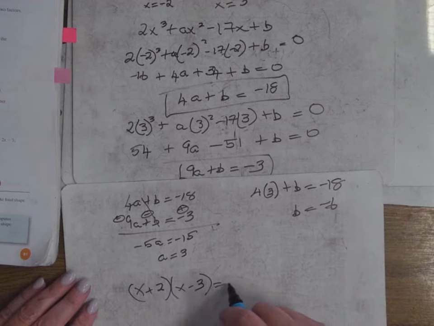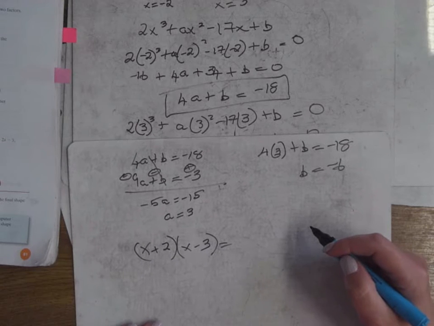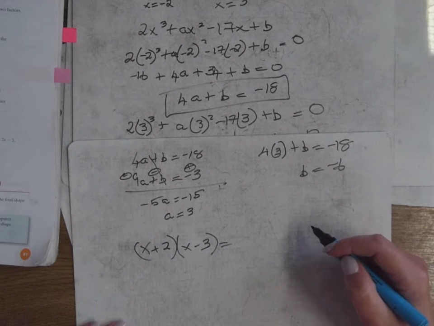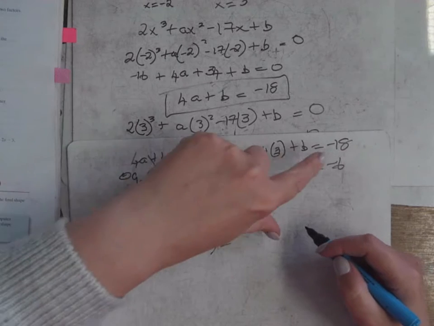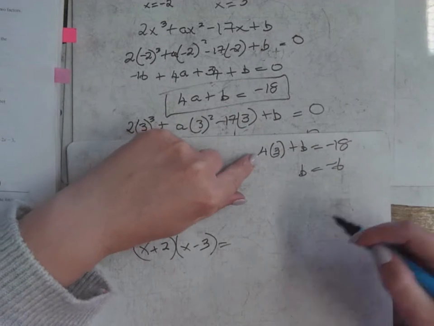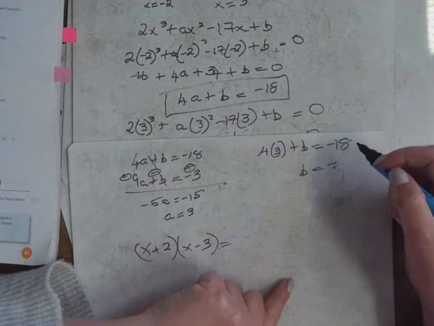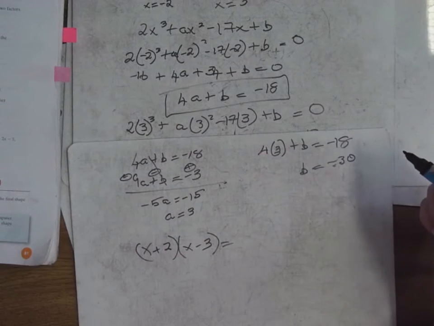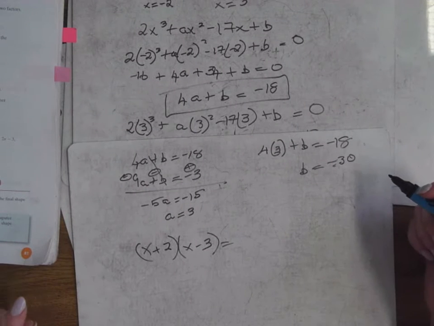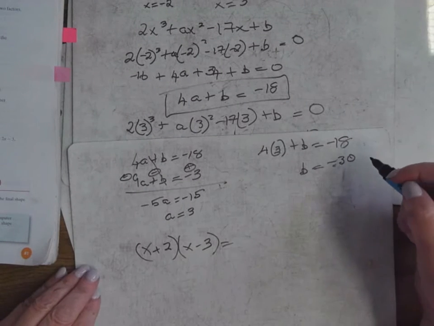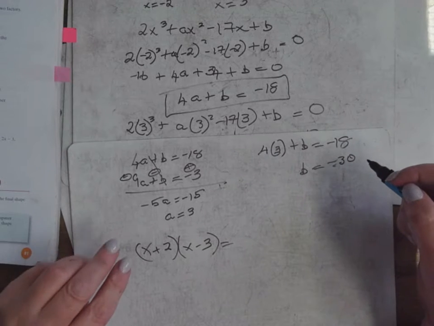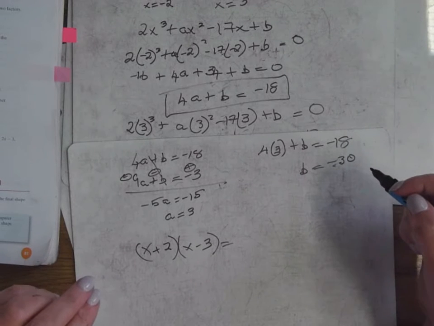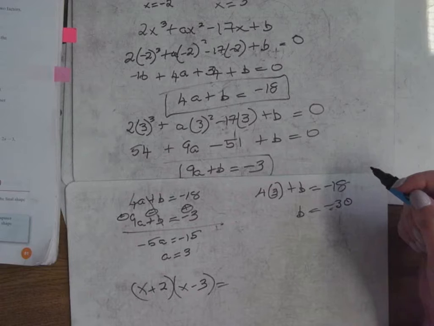Would b not be minus 30? Yeah, you're right, sorry. Is that alright? Did people get minus 30? Have I made a mistake? It seems very big, but that mightn't be. It could be very big. Are we okay? Right, I forgot to change the sign when I brought it over. Does anyone agree with me? A is 3, b is minus 30? Yeah? Right, okay, sorry about that.